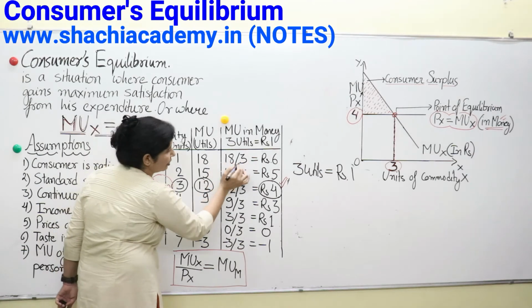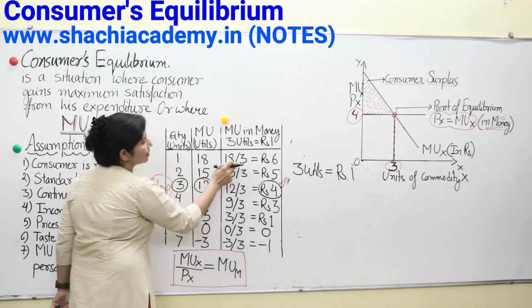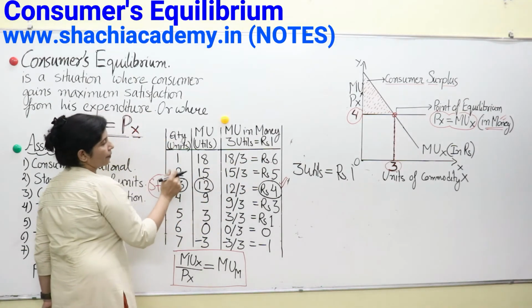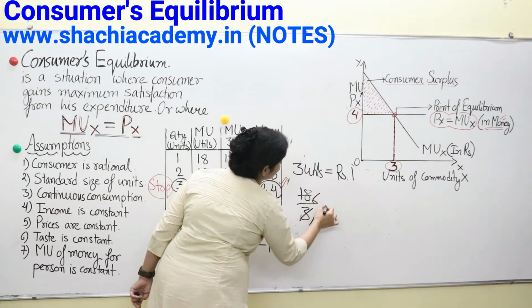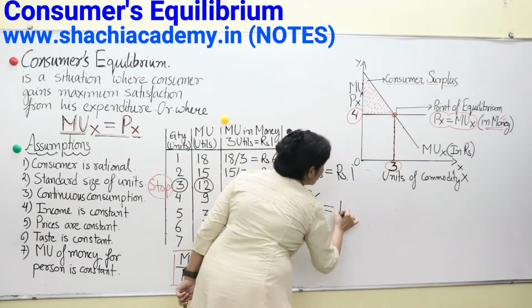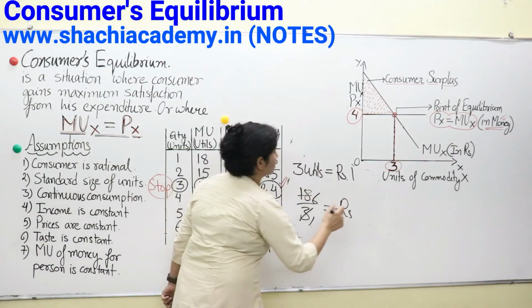So 18 divided by 3 is equal to 6. How? 3 6s are 18, right? Then in the same manner, 18 divided by 3: 3 1s are 3, 3 6s are 18. So that means we are getting utility worth rupees 6.